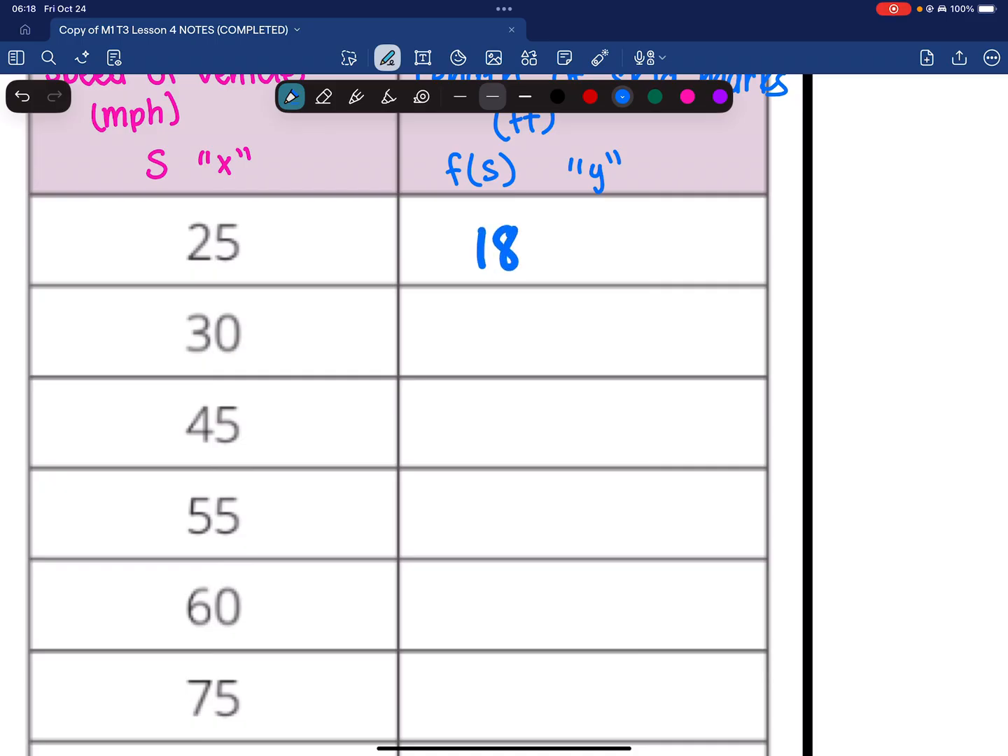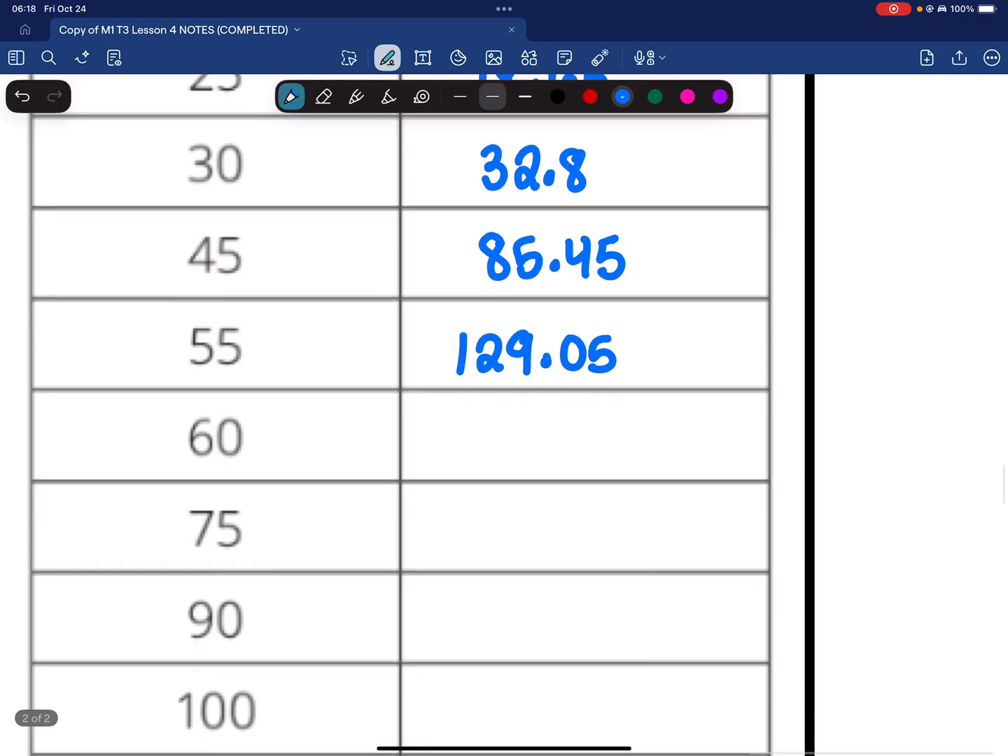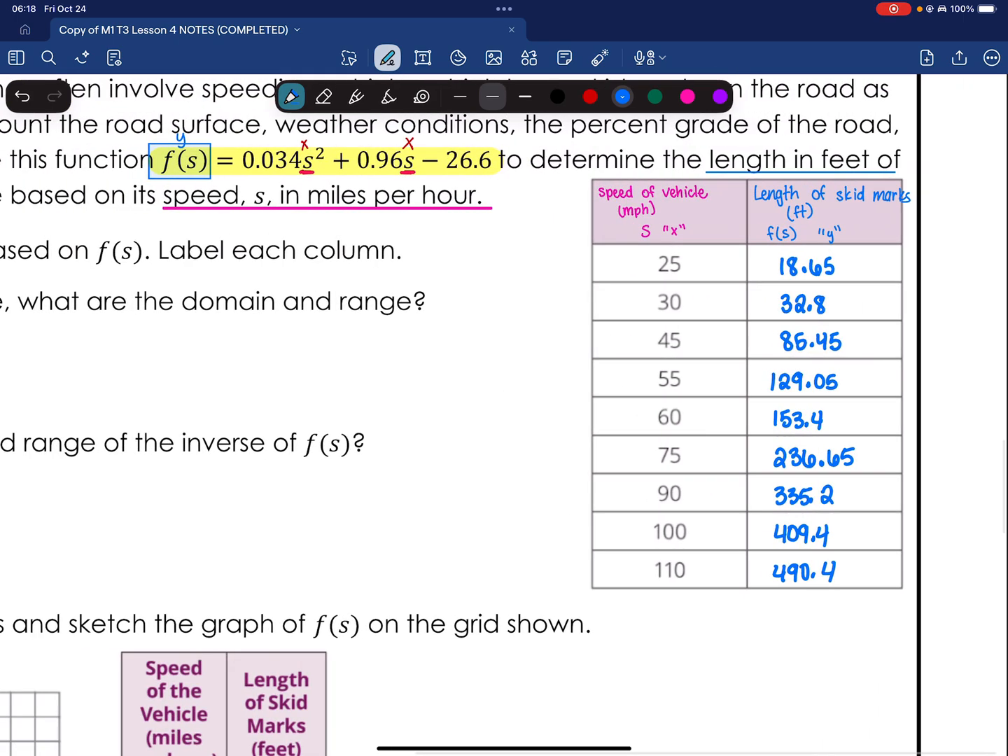So we had 18.65, we had 32.8, 85.54, or sorry, 45, 129.05, 153.4, 236.65, 335.2, 409.4, and 490.4. Okay, so we filled in the table.